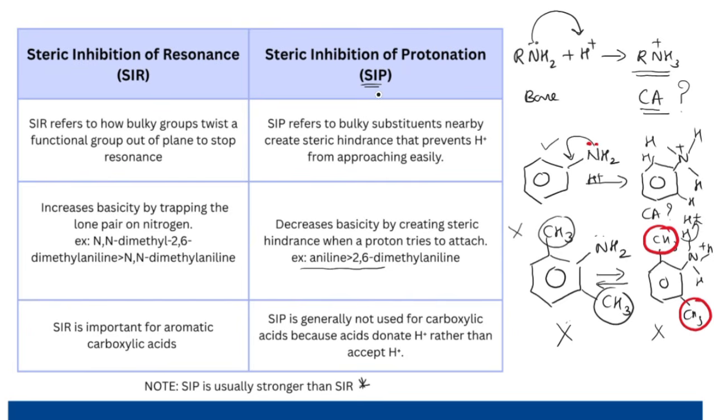We cannot apply this particular concept to the acids because here it is about the protonation. In case of acids, they donate the proton, but they don't accept the proton. That's why SIP is generally not used for carboxylic acid because they donate proton rather than accepting the proton. SIP is mainly for the amines but not carboxylic acids. However, SIR is important for aromatic carboxylic acids, which is better explained by ortho effect. How so? For that, I'm going to take an example and explain this.